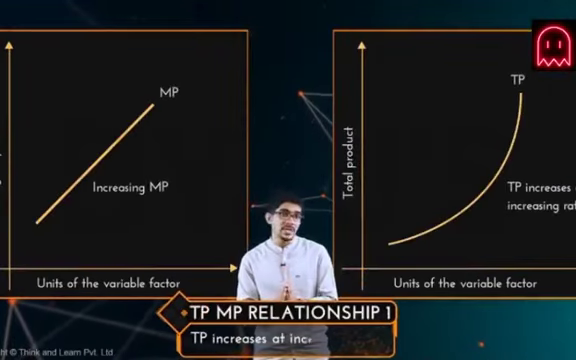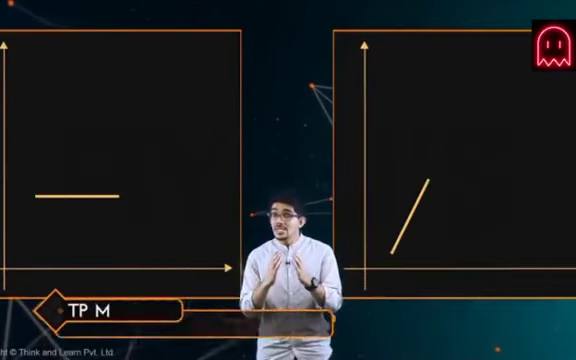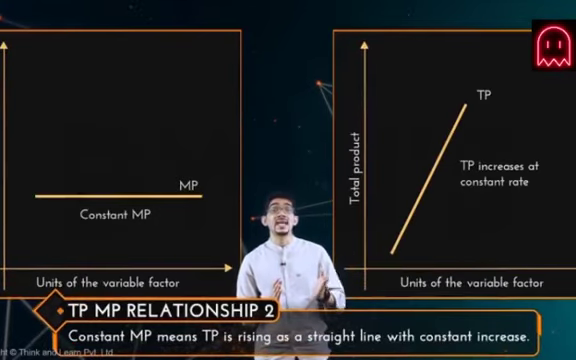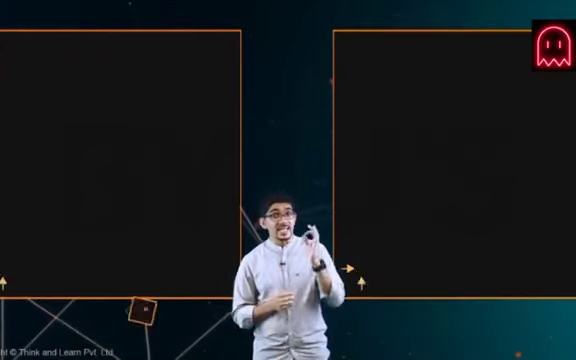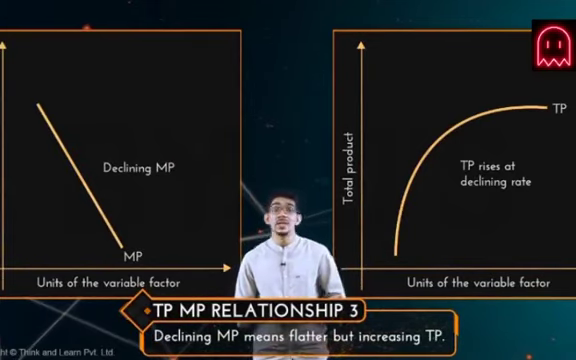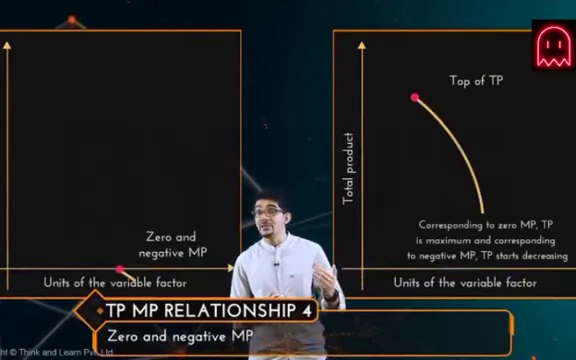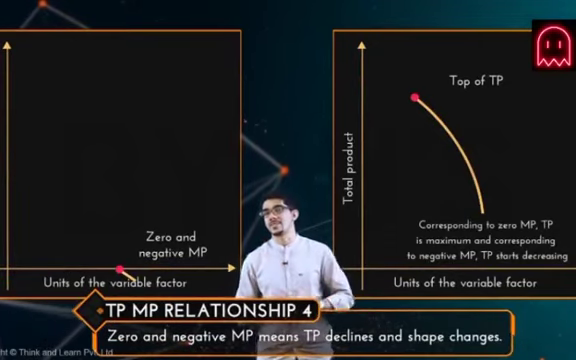1. Increasing MP means steeply increasing TP. 2. Constant MP means TP is rising as a straight line with a constant increase. 3. Declining MP means flatter but still increasing TP. 4. 0 and negative MP onwards, we can see that the TP declines and the shape changes.